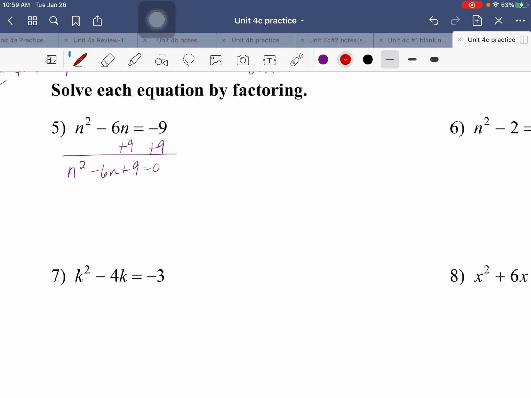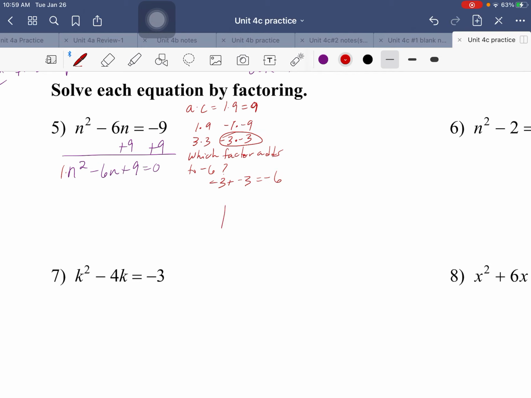to get 0. The first thing you do with factoring is you do a times c. So 1 times 9 is 9. Second thing you do is figure out all the factors of 9. What two things multiply to 9? 1 times 9, 3 times 3, and -1 times -9. Don't forget the negatives, they can be answers. Now you're looking at which factor adds to -6, the b, and that's -3 and -3.